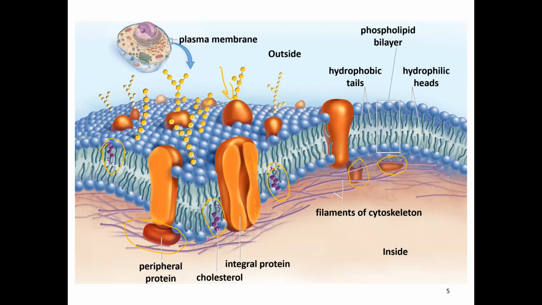So we have all these structures embedded, and you can see that it's very fluid, so it can move. These proteins can move within the plasma membrane. The cholesterol functions in helping to maintain the structure. So it actually helps to strengthen that plasma membrane. And then I'll talk about the different functions of the proteins in just a moment, okay?